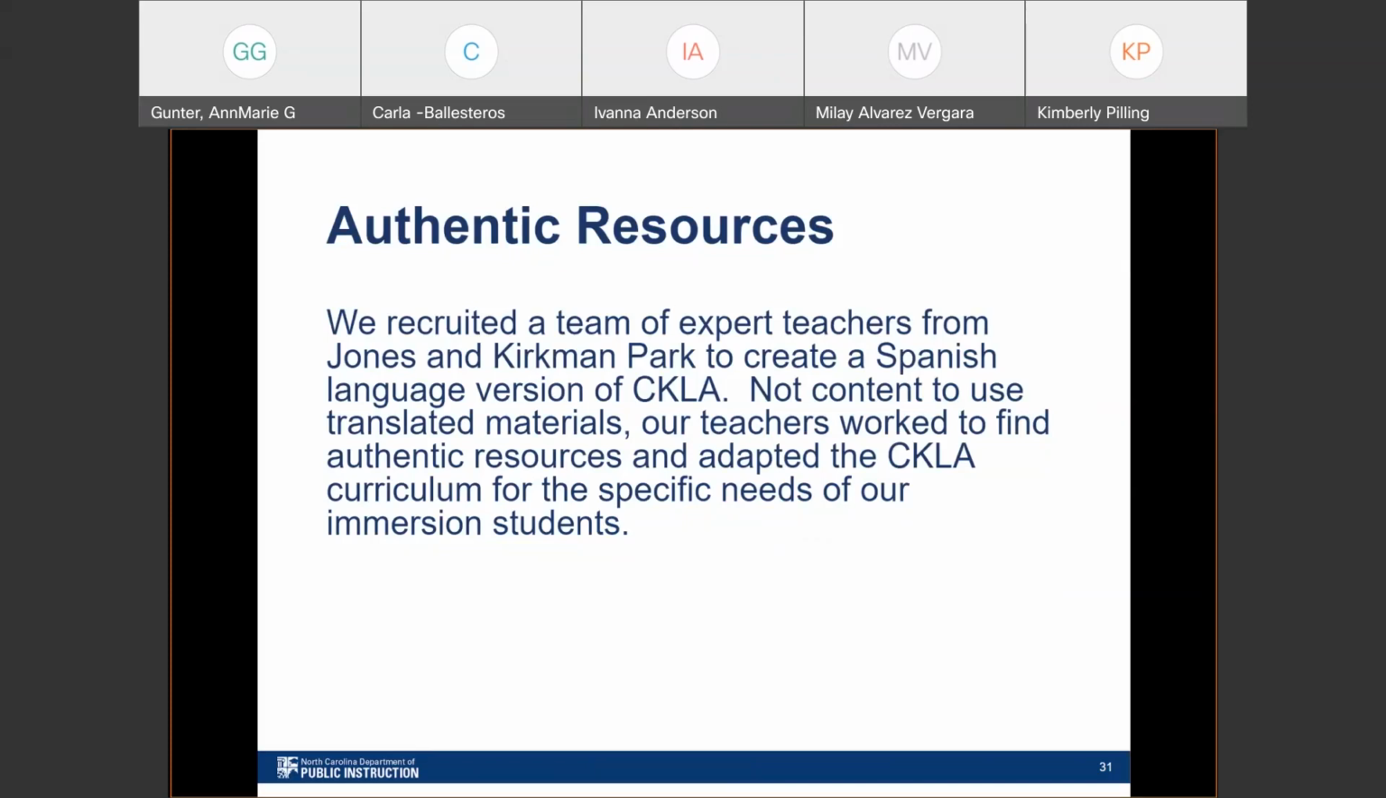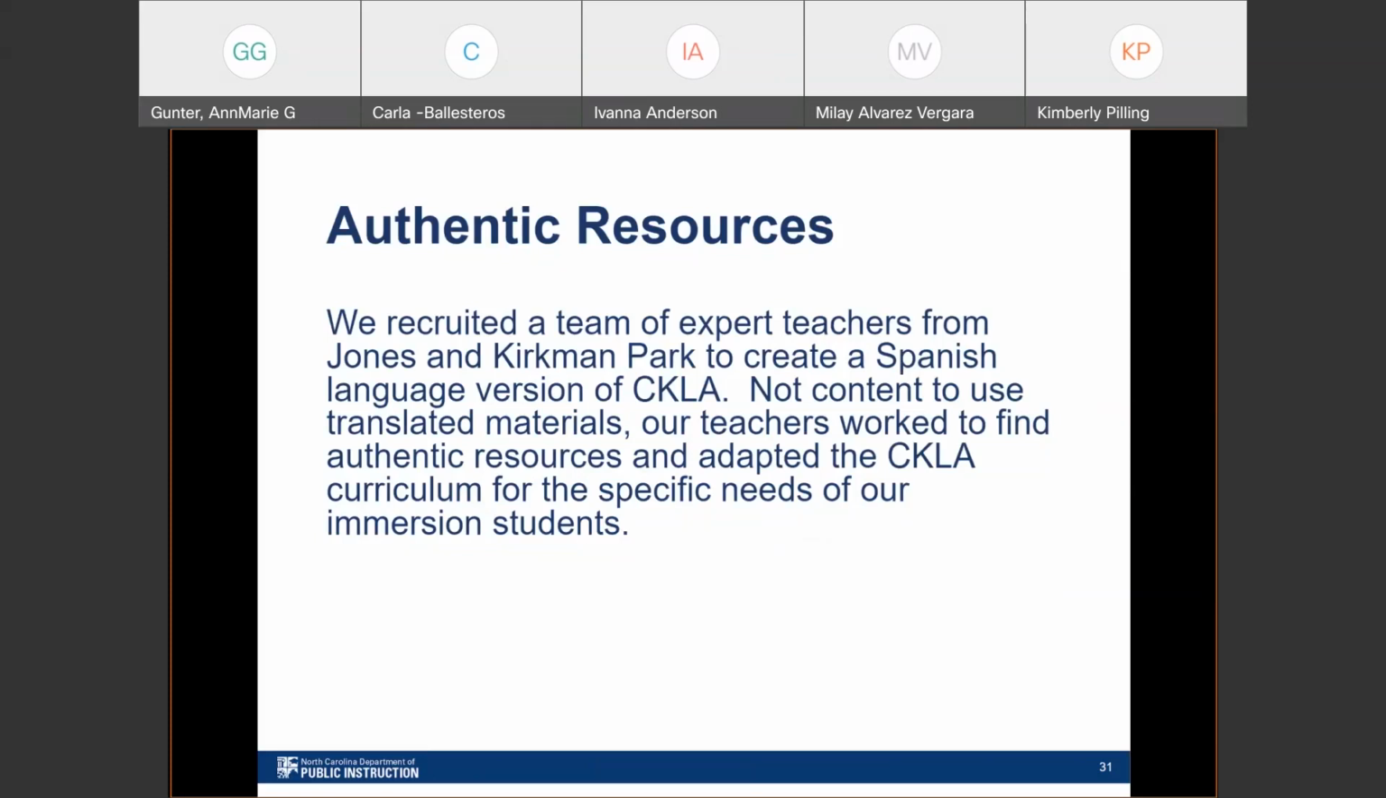And so we were not content to translate these materials because that wouldn't be authentic language. So a team of teachers worked for months and months to create a Spanish version of CKLA. We looked to find authentic resources, and we even adapted some of the curriculum to meet the specific needs of our immersion students.